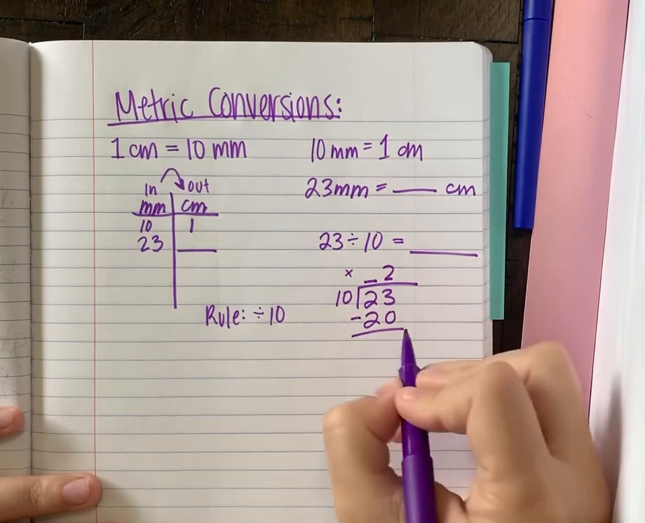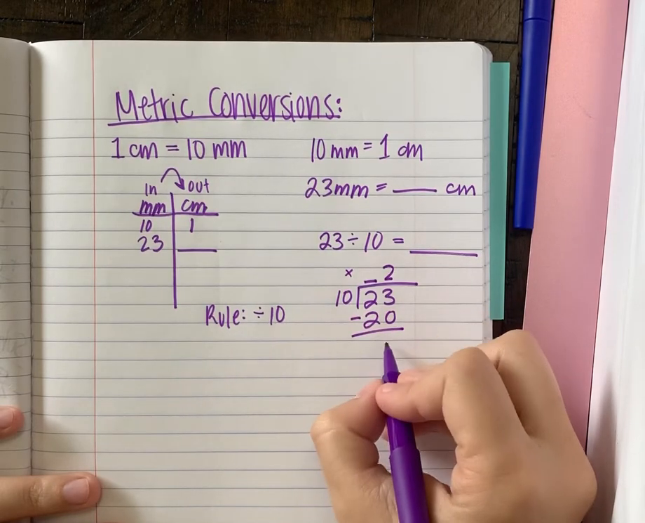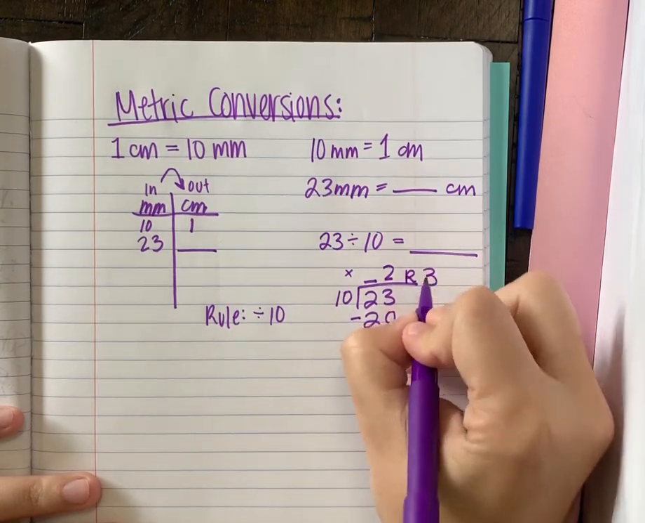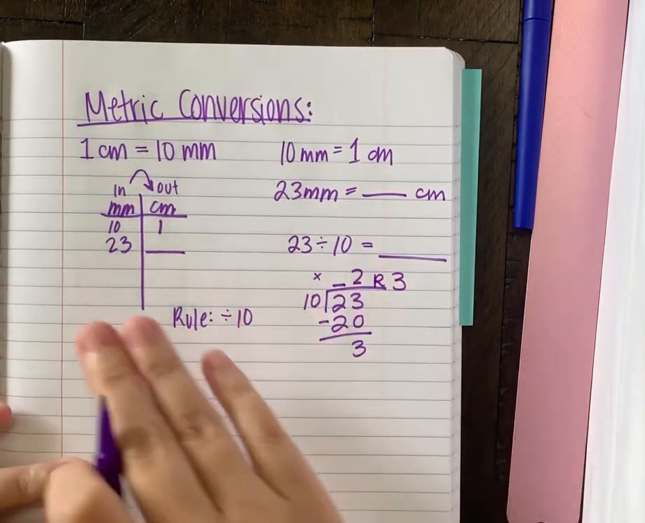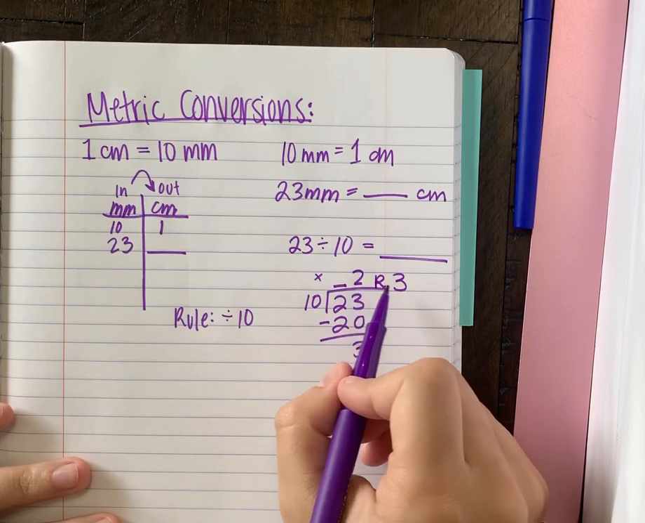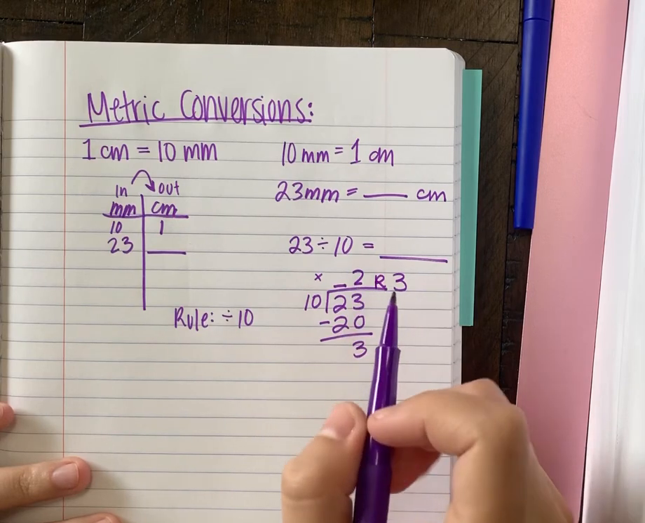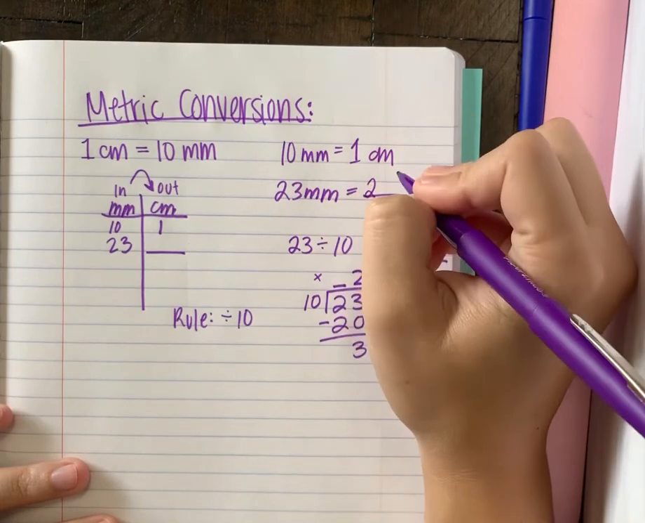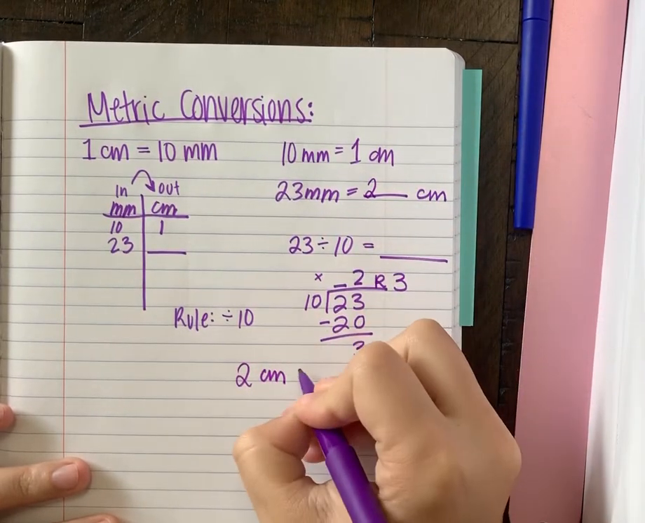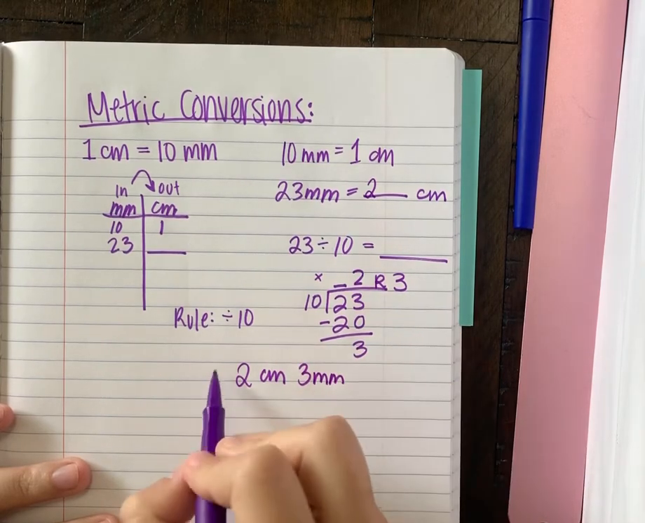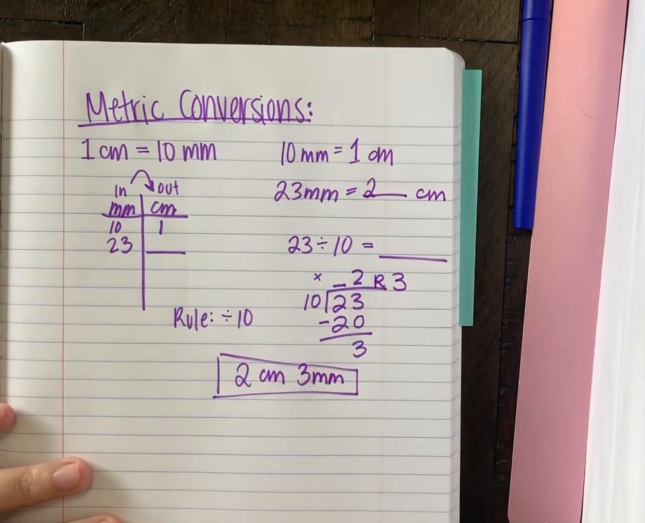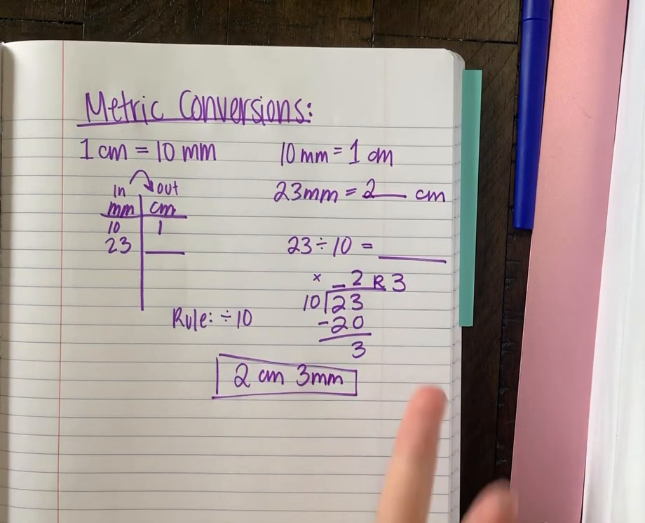Then we're going to subtract. 23 minus 20 is 3. 10 cannot go into 3, so that's our remainder 3. So in this case, with conversions and measurements, this means that I have 2 centimeters and 3 millimeters left over. So my answer is going to be, let me write it down here, 2 centimeters and 3 millimeters. So that's our answer. That is what is equivalent to 23 millimeters because it only goes in nicely twice.